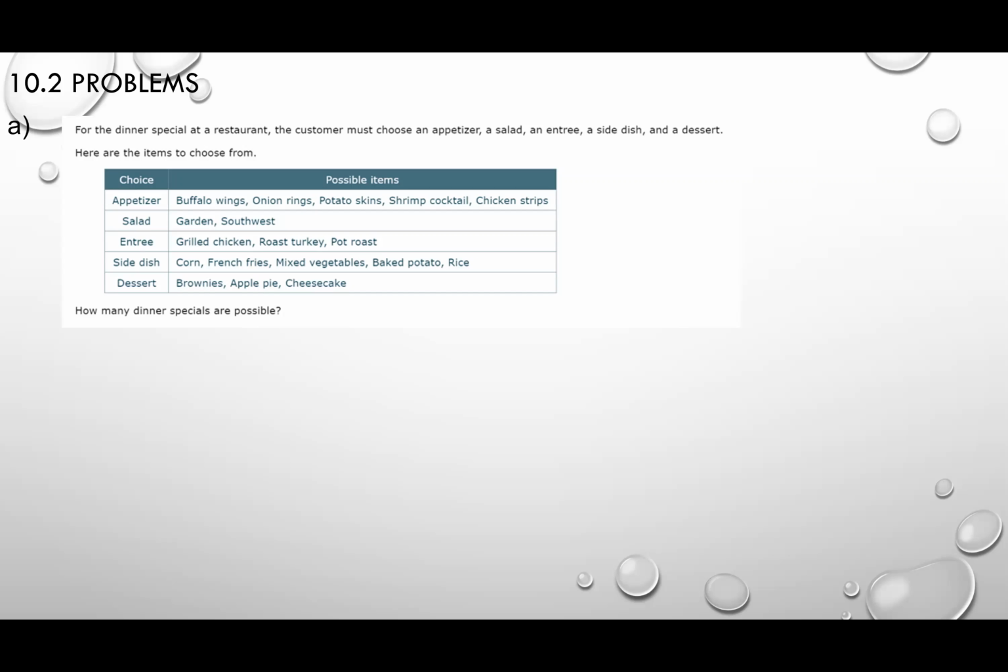Okay, so if we were to take a look at this problem, and I just took this problem from your item: for a dinner special at a restaurant, a customer can choose an appetizer, a salad, an entree, a side dish and a dessert. Wow, that's a big dinner. And they ask you how many dinner specials are possible. So whenever they ask you how many are possible, how many ways can you mix the items, you need to ask yourself, how many categories do I have?